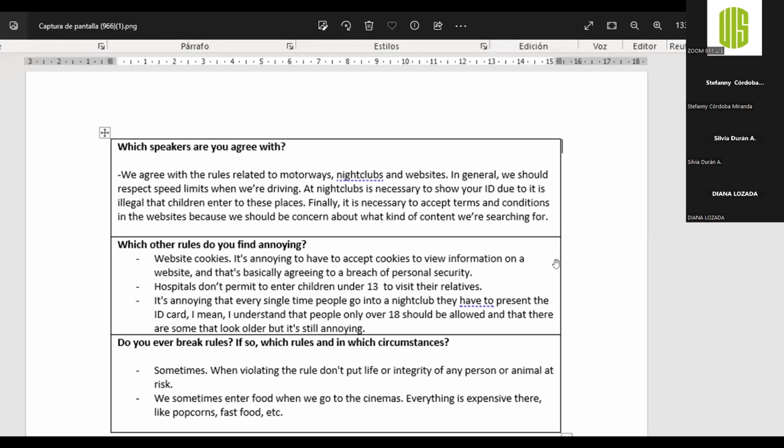We agree with the rules related to motorways, nightclubs, and websites. In general, we should respect the speed limit when we are driving. At nightclubs, it's necessary to show your ID, because it is illegal for children to enter this place. Finally, it is necessary to accept terms and conditions on the website because we should be concerned about what kind of content we are searching for.